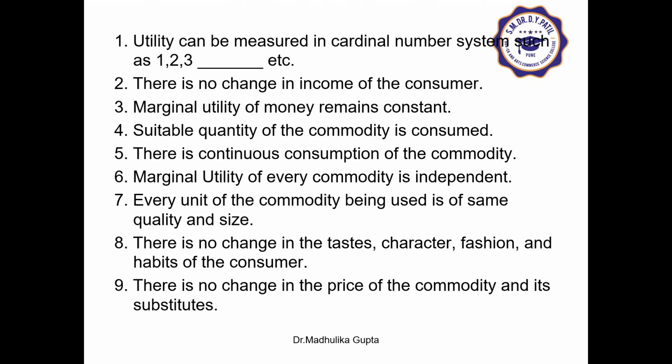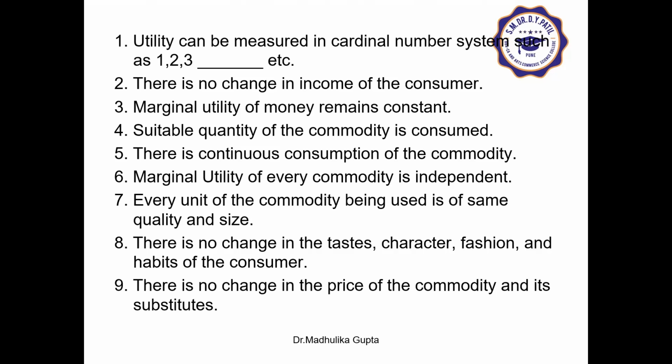Utility can be measured in cardinal number systems such as 1 to 3. There is no change in income of the consumer. MU of money remains constant. A suitable quantity of the commodity is consumed. There is continuous consumption. There is no break. MU of every commodity is independent. Every unit of the commodity being used is of the same quality and size.